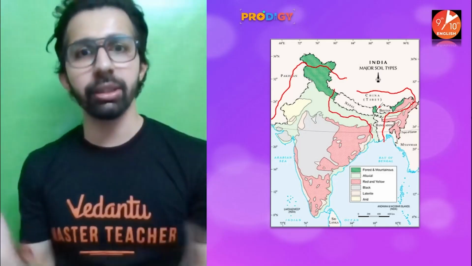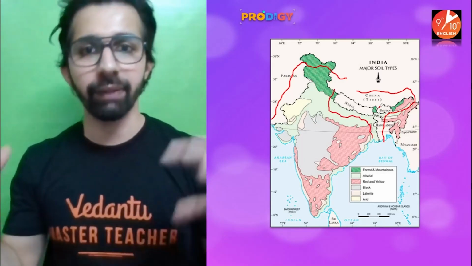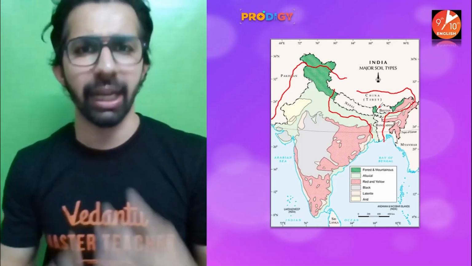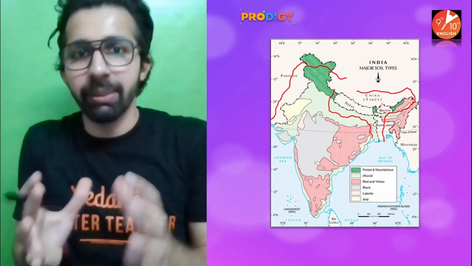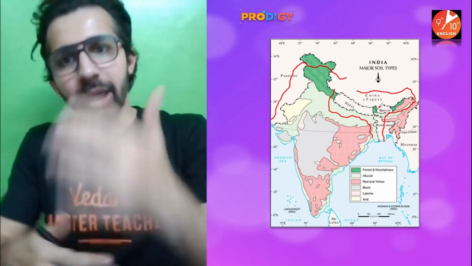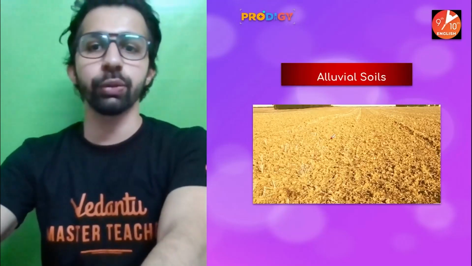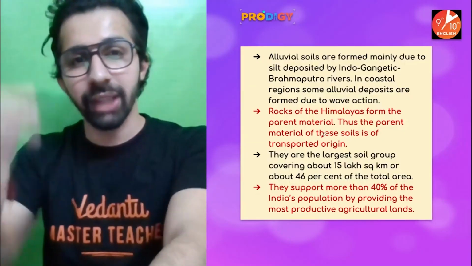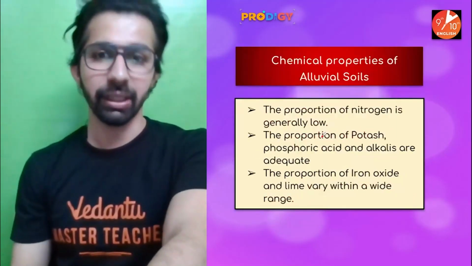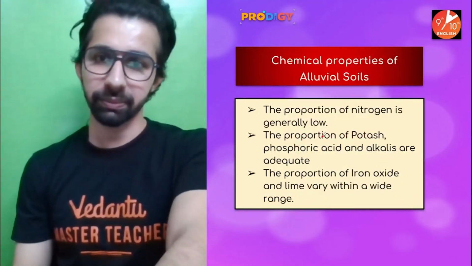So guys, all these tributaries are carrying alluvium with them. And what is alluvium? The sediments, the eroded materials which are carried by the river, are known as alluvium. And when that alluvium is deposited in this North Indian plain, it has given rise to the formation of alluvial soil. Guys, alluvial soil is the most fertile soil you will find in India. It is very good for agriculture.